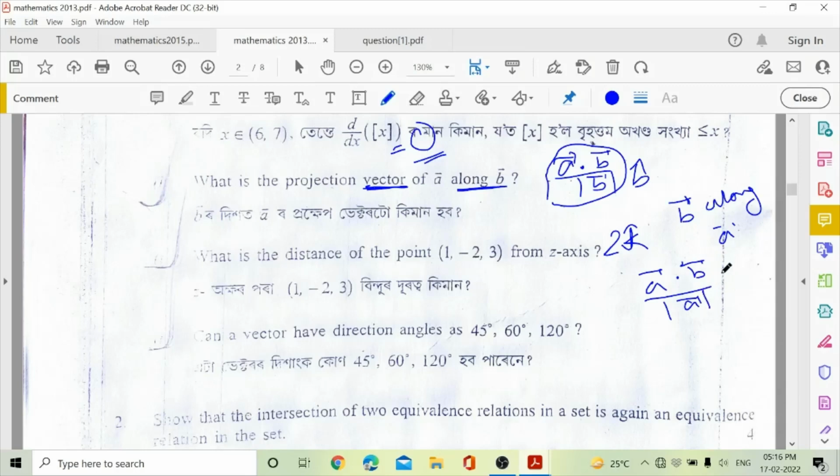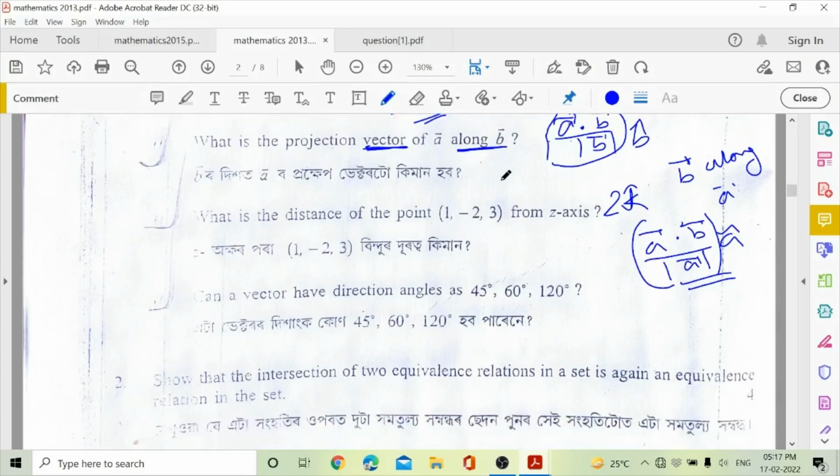So for the projection vector along B, the unit vector should be there. This is a scalar quantity into a unit vector, so this is a vector quantity. So what is the answer here? A dot B divided by the magnitude of B into B cap. It is the projection vector of A along B. Correct? So next one.